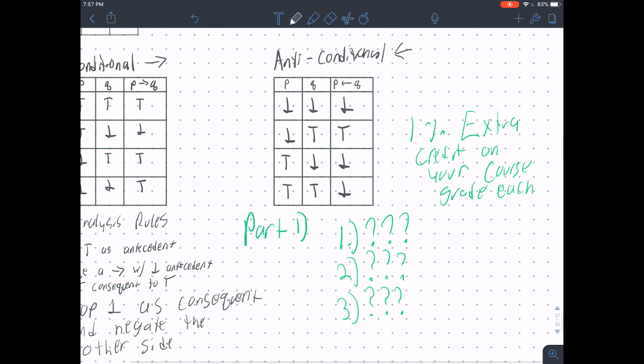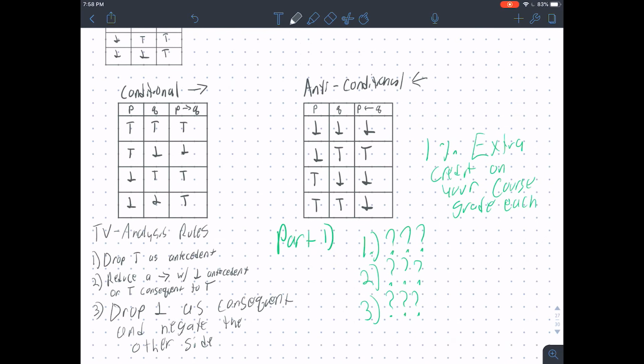So for this anti-conditional, we can come up with reduction rules as well. For 1% extra credit for your course grade for each of these, I would like you to come up with the reduction rules that we would have to use in truth value analysis for the anti-conditional. And we need 3 of them, I'm pretty sure. I will give you a mountain of bonus points if I'm wrong about that and you can come up with 2 rules. You can't just conjoin 2 rules and call it 1 rule, though. They have to be 3 different rules.